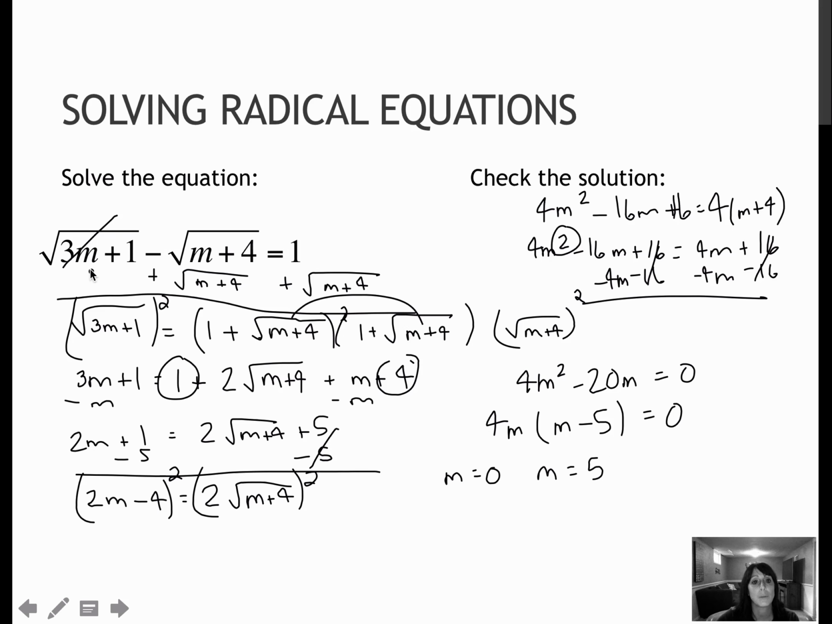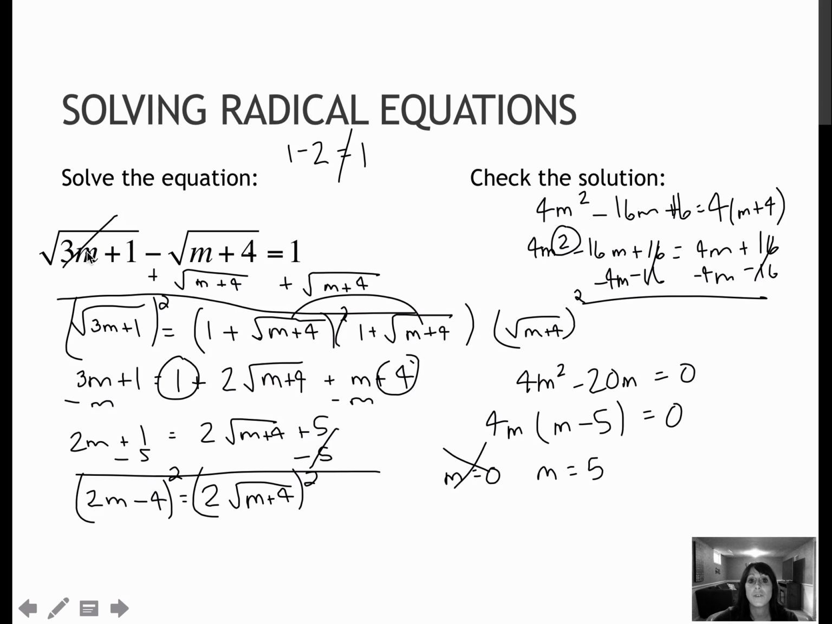If I take 0 and plug it in, I get 0 plus 1, and the square root of that would be 1. And I would plug the 0 in here, and that would give me 0 plus 4, which is 4, and the square root of that is 2, so minus 2. Does that equal 1? No, it doesn't, because 1 minus 2 gives me negative 1. So 0 is an extraneous solution. It does not work.